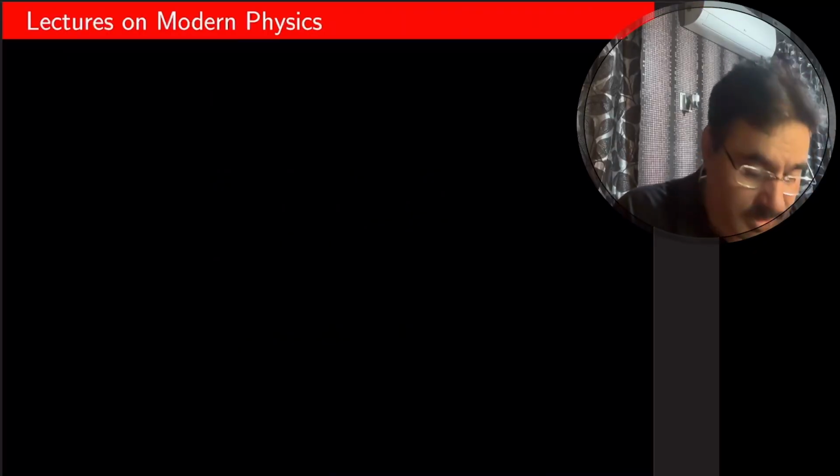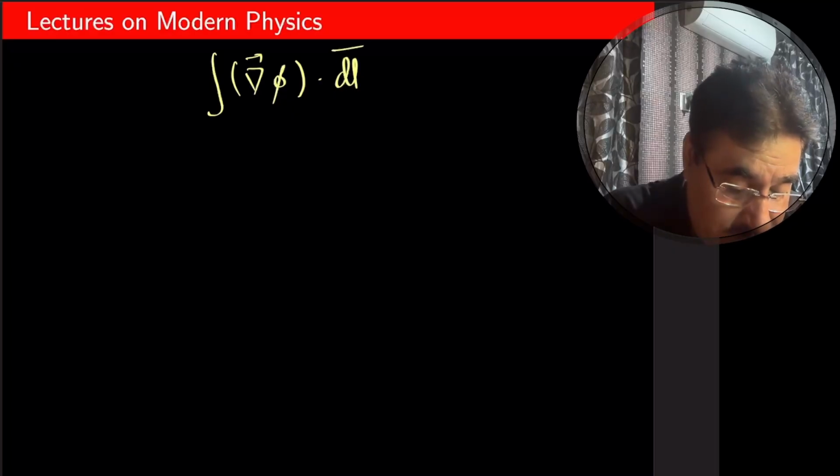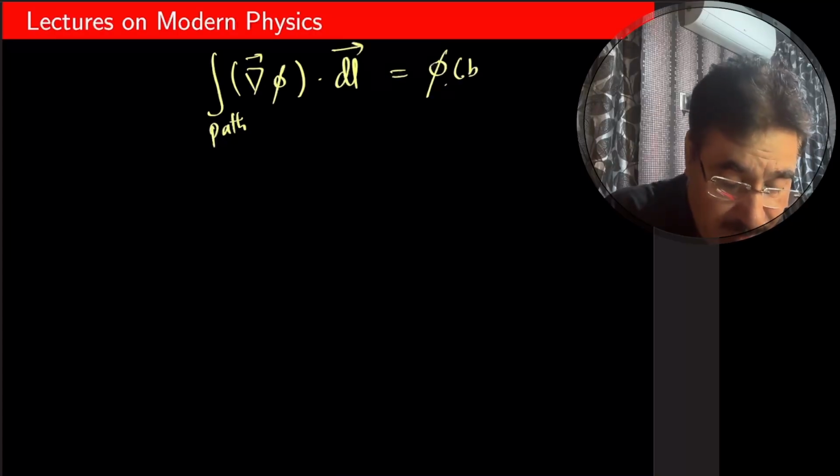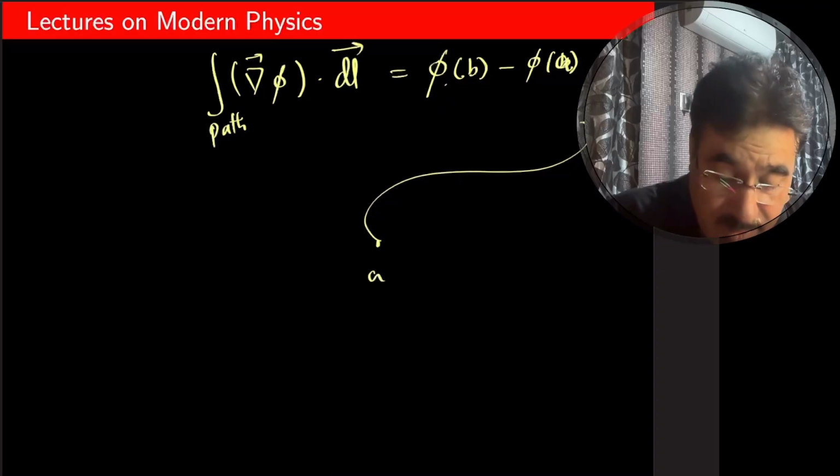So we have three theorems. Let's see what these three theorems are. The first theorem is the theorem of gradients, and how do we write it? We write that the integral of the gradient of a scalar function, taken over the path, is the difference of the values of the field at two locations. That is an open path, not a closed path. Now, whatever path you choose, this is your A, this is your B.